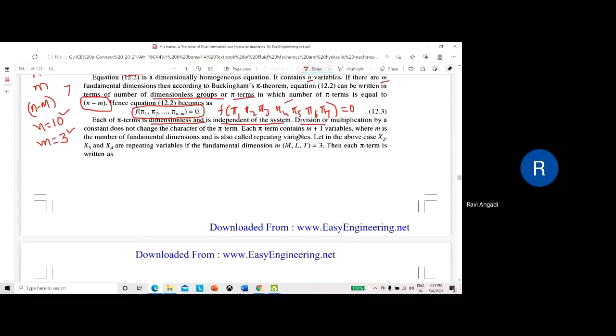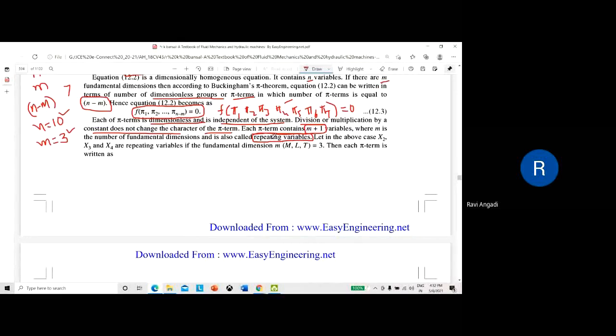And division or multiplication by a constant does not change the character of the pi term, because it is dimensionless anyway. If you divide or multiply, it doesn't change the value of the pi term. Remember, each pi term contains m plus 1 variables, and I'll come back to this one. What is m plus 1 variables? Each pi term contains m plus 1 variables, where m is the number of fundamental dimensions, also called repeating variables. Very important term, repeating variables. Just note it down.